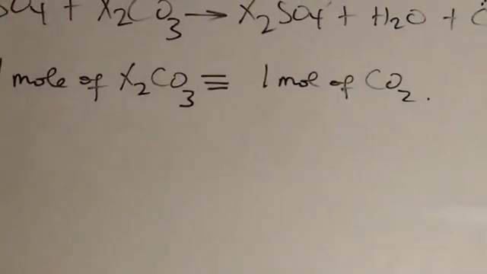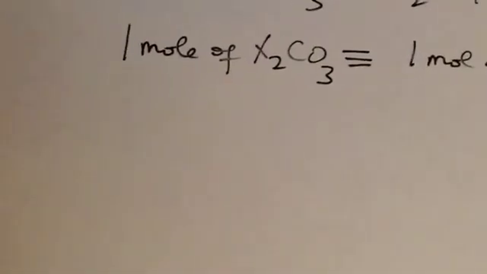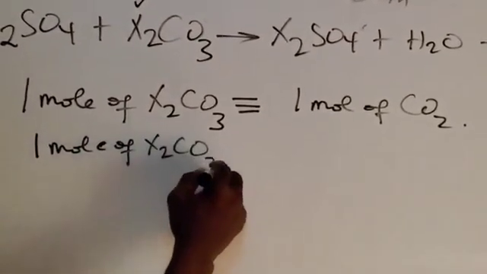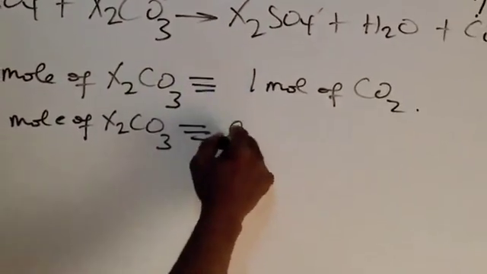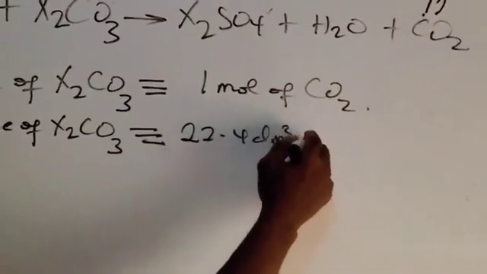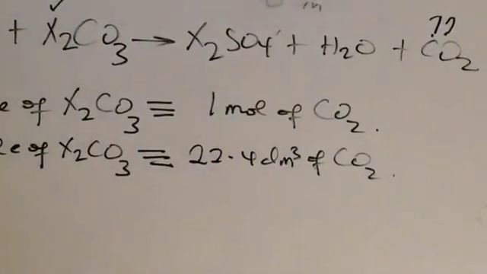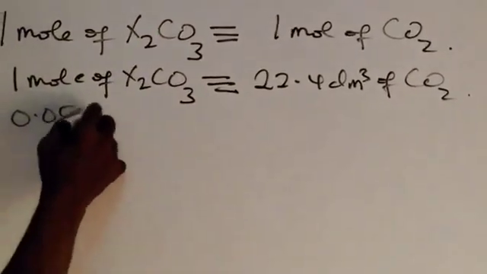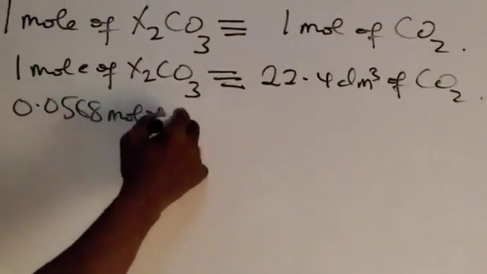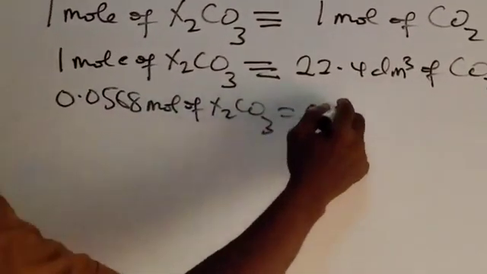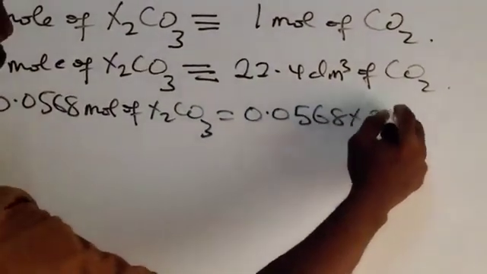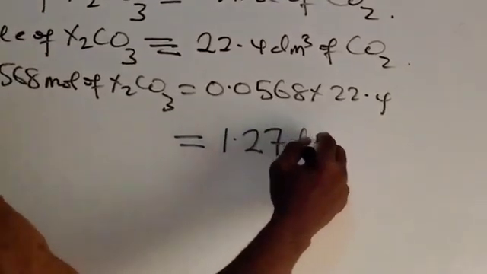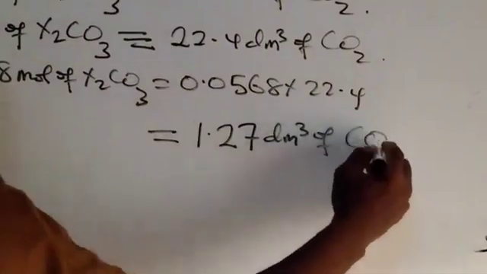And then, now I have 1 mole of S2CO3 carbonate. We now change this to volume, which is 22.4 dm cube of CO2 at STP. Then we know that the molar concentration of this carbonate is 0.0568 mole per dm cube. We now liberate 0.0568 times 22.4, and that will give us 1.27 dm cube of CO2 liberated at STP.